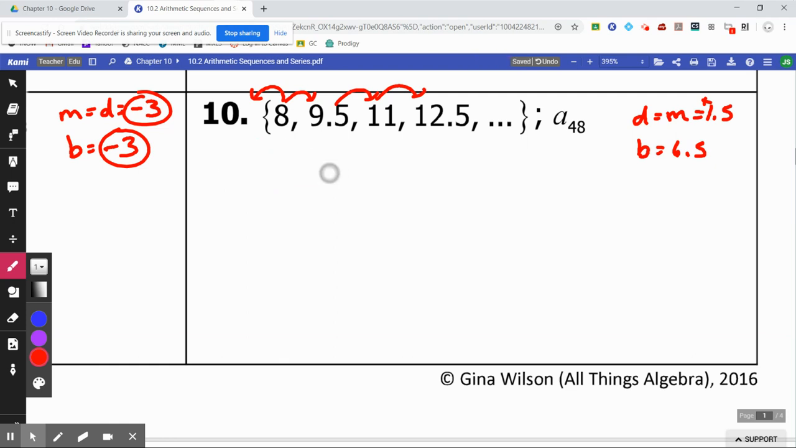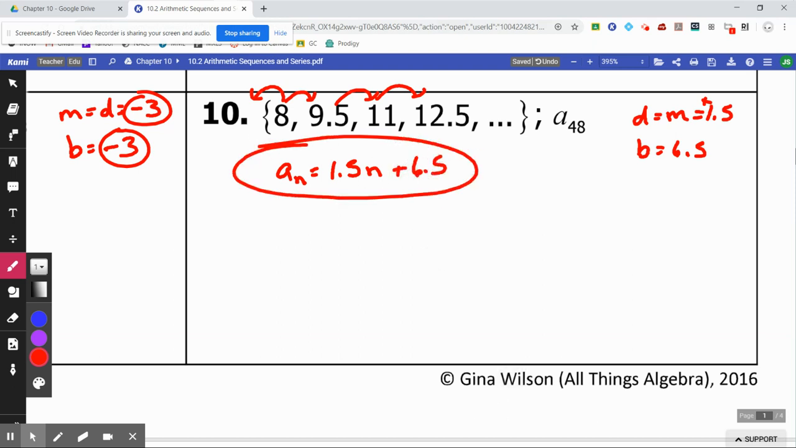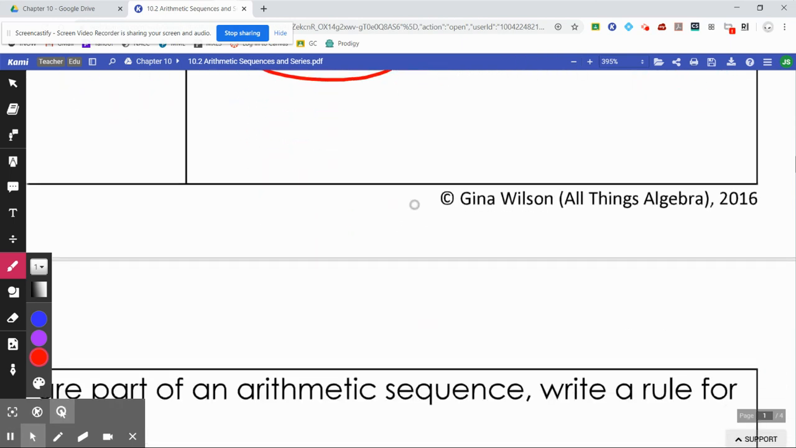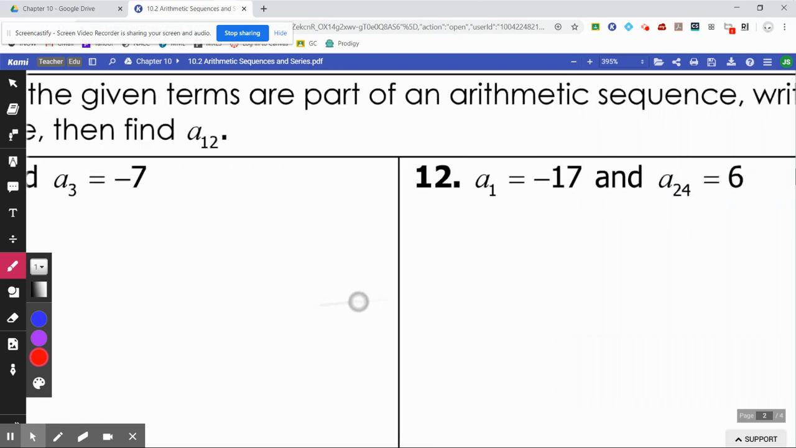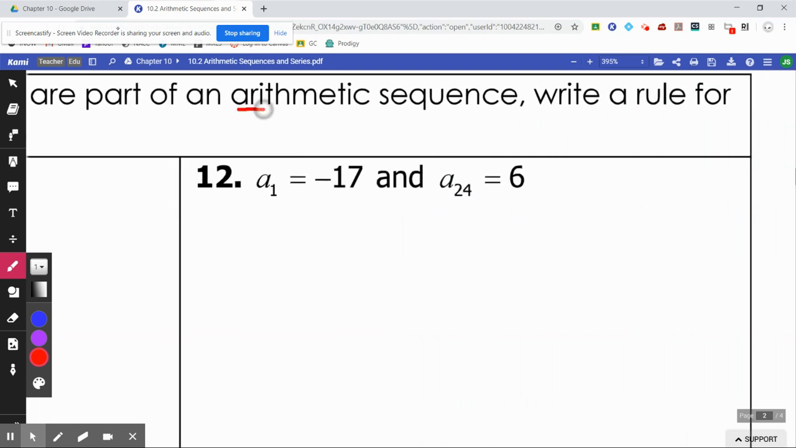So instead of writing this as y equals mx plus b, let's write it as a sub n equals m, and instead of x, put n, plus b, which is 6.5. There's your formula. So the 48th term in the sequence, a of 48, let's do 1.5 times 48, add 6.5 to it, and you get 78.5.